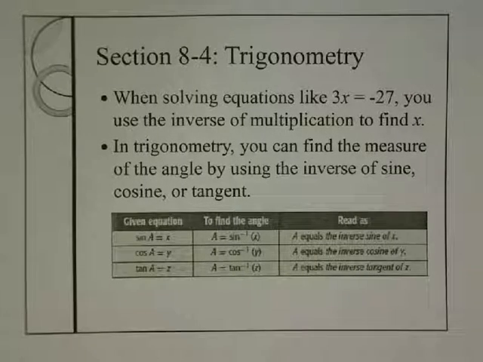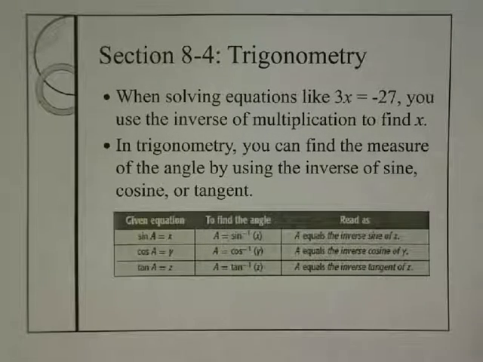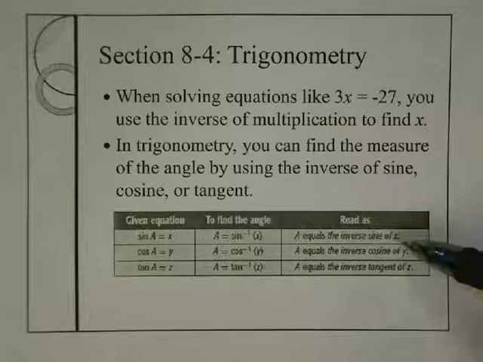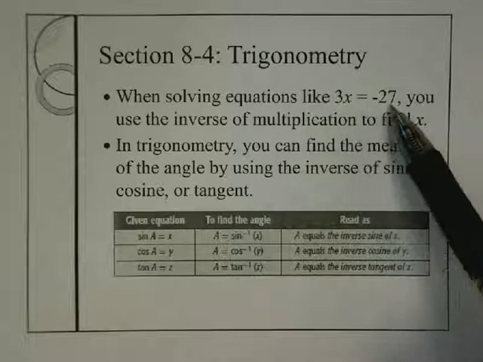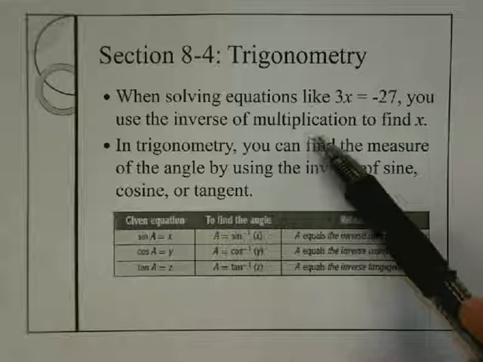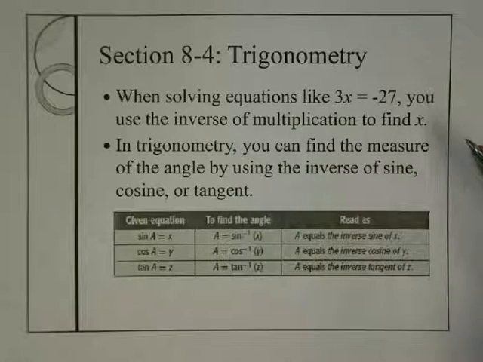Actually, we just cheated and used this slide previously. Oh no, we didn't. Sorry. So when you solve equations like 3x equals negative 27, use the inverse of multiplication, which is division. So inverses are two operations that cancel each other out. So multiplication and division are inverses. Addition and subtraction are inverses. Like squared and square root are inverses.